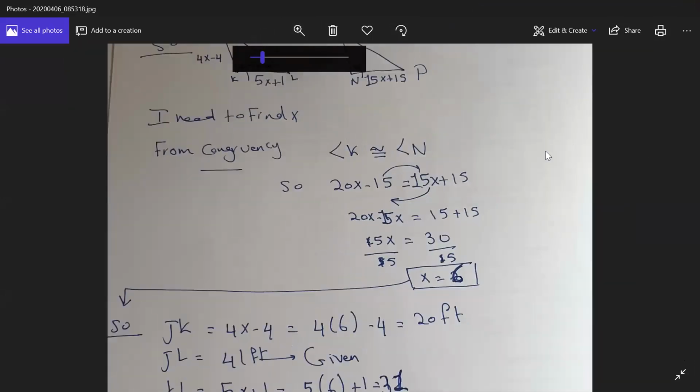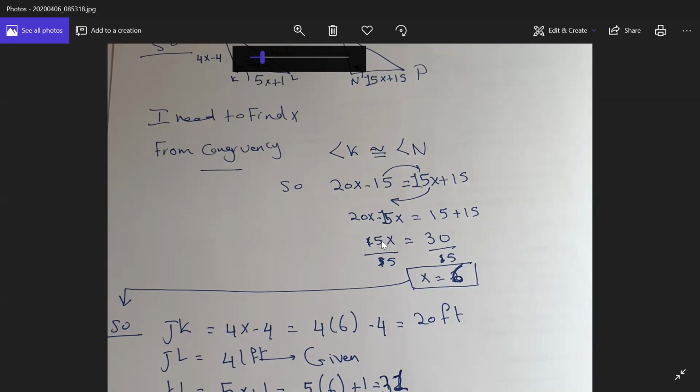So as we said that angle K is congruent to angle N, right? So I can say that 20x minus 15 is equal to 15x plus 15. We said when I have an equation like this, I'm going to do a simple shift to put x together and the numbers together. So I will end with 20x minus 15x, because this was positive, it will be shifted with a negative sign, and the negative 15 will go here with a positive sign. So 15 plus 15.